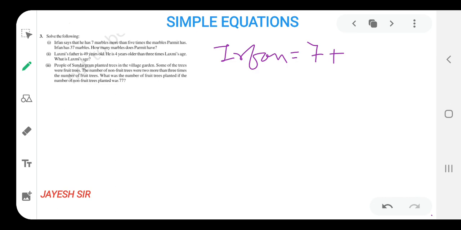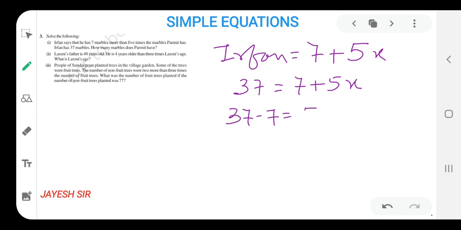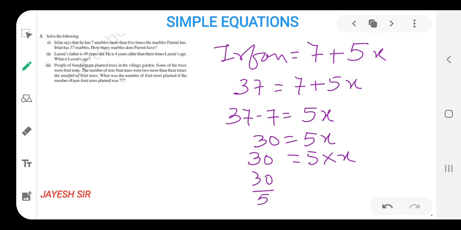If we give 7 marbles to 5 times Parmeet's marbles, that means 5 times x plus 7, then it would be equal to Irfan's marbles. So how many marbles does Irfan have? 37 marbles, it is given in the question. Irfan has 37 marbles, and 7 plus 5x as it is. Now 7 is in plus over here. After going this side it will become minus. So 37 minus 7 will result in 30 equals 5x. Here 5 and x are in multiplication, so 5 after going this side will come in division. 30 divided by 5 will give the value of x. So the value of x we are obtaining is 6.